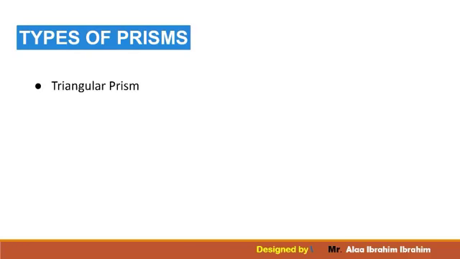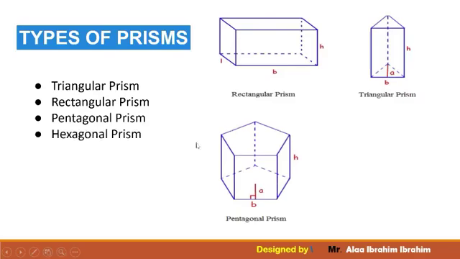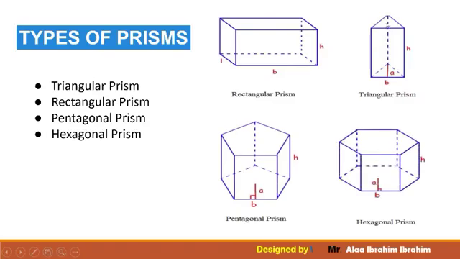Types of prisms. We have triangular prism, rectangular prism, pentagonal prism, and hexagonal prism. So according to the base we name the prism. Here the two bases are triangles, the two bases are rectangles, the two bases here are pentagons, the two bases here are hexagons. So according to the base we know the name of the prism. We have many prisms, but I give you just a few examples.